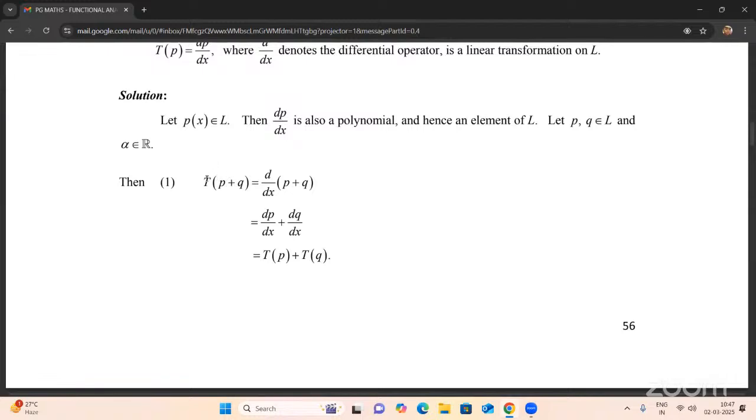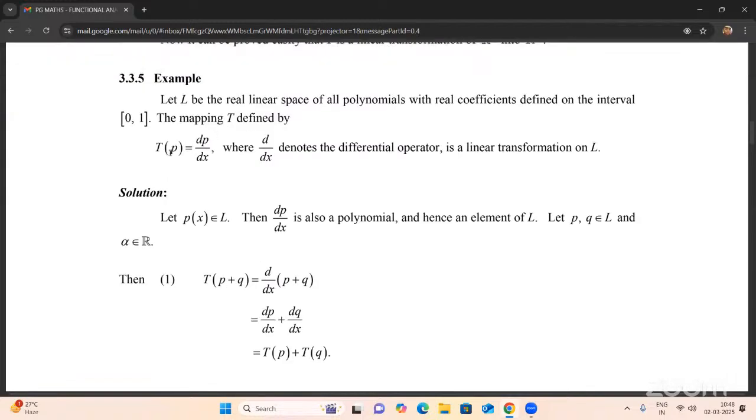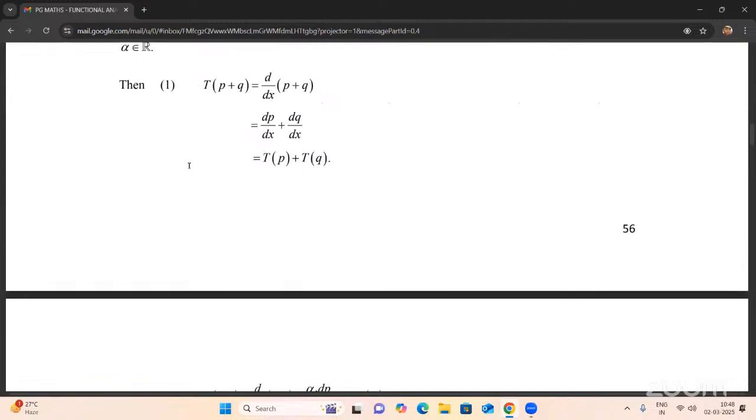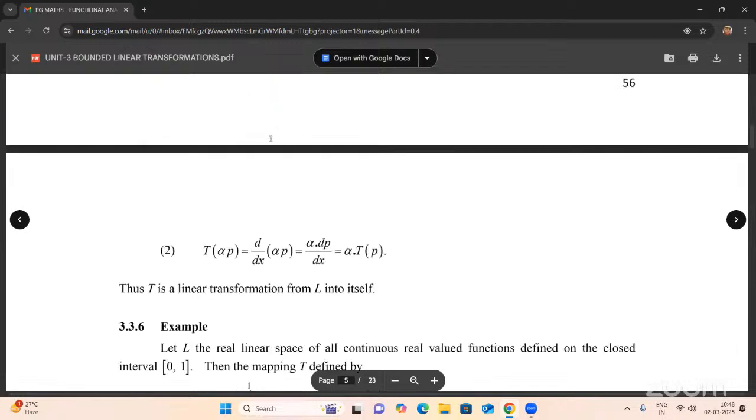polynomials. Now define the relation as d by dx of z, where z means P plus Q. From the defined relation, T of P equals dp by dx, and again T of Q equals dq by dx. T of P plus Q equals d by dx of P plus Q. That can also be written as dp by dx plus dq by dx. Now dp by dx means T of P, and replacing by Q, dq by dx means T of Q.